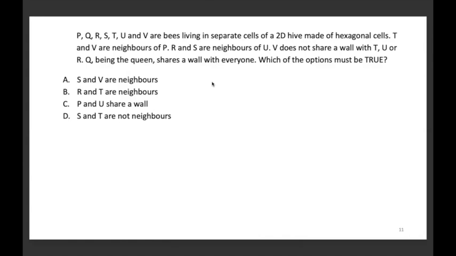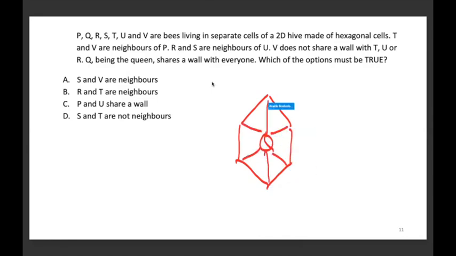The hexagon arrangement, when we try to derive it, comes out like this. Q is in the center because she is the queen. P, T and V are neighbors, and then U, R and S are also neighbors. Also, we know V does not share a wall with U, R or T, which is also true. So we'll look at the options.